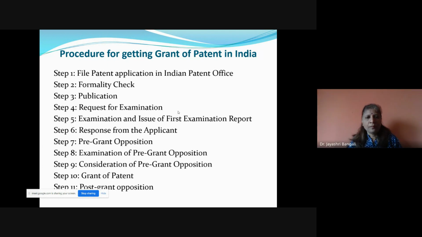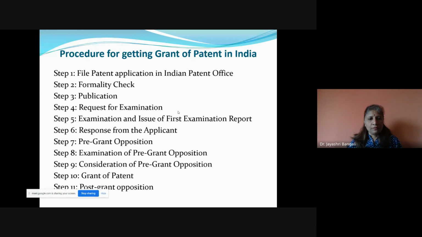Okay, fine. So what is the procedure for getting the grant of a patent in India? Now there are a number of steps in this. So first, you have to file the patent application in the Indian Patent Office. As I said, you can file it offline or online. Then there is a formality check of the documents which have to be there with the application. So IPO will check all the documents.